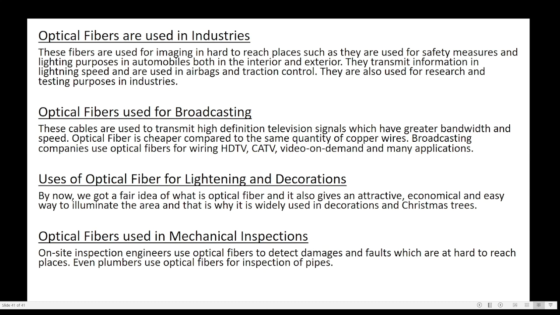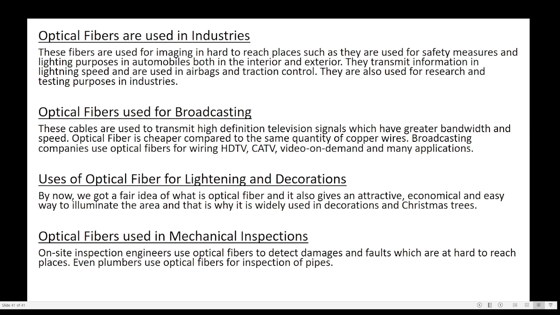Optical fiber is used in lighting and decoration. Optical fiber is used in mechanical inspection. Optical fibers are also used in industries, and there are so many applications of optical fiber in this computer era, this networking era.